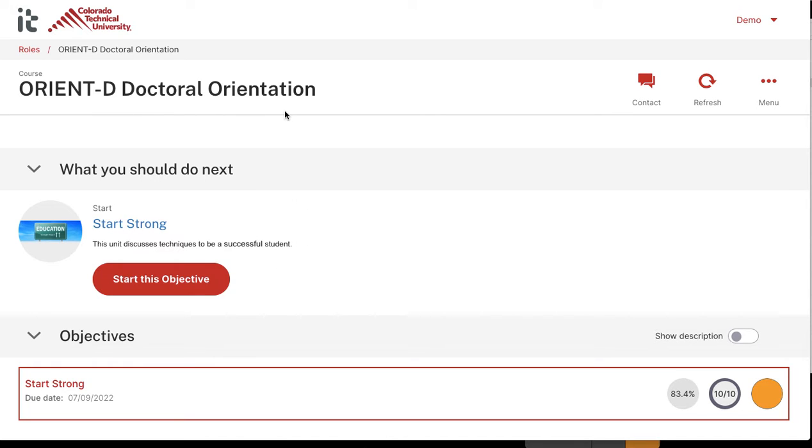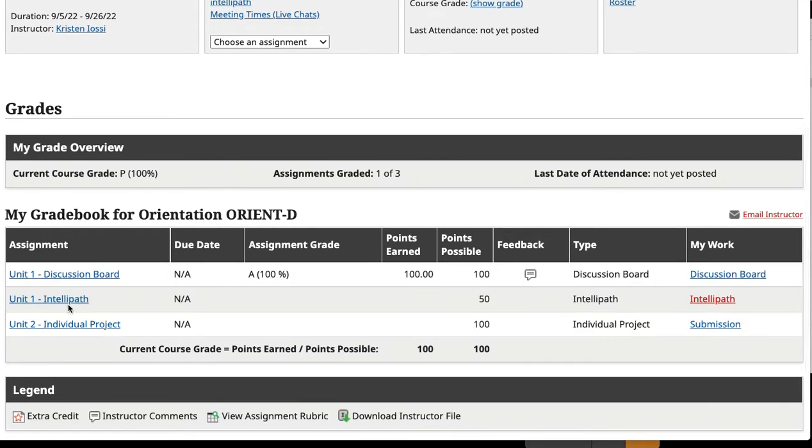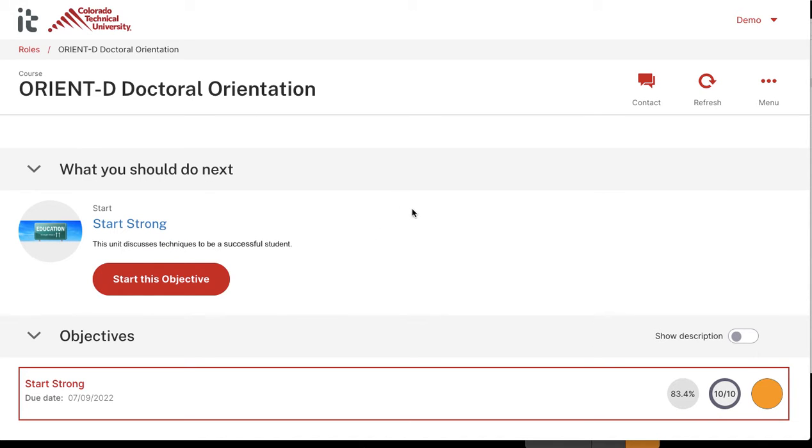So for this doctoral student, that's the only one I had up right now, we are looking at 50 points for IntelliPath. If we go over here, we can see that we logged in for this student and that their discussion was 100 points. Their IntelliPath is 50 possible points. So we clicked on IntelliPath and that gave us a new window. So when we look at this, we see that the student completed it and got a yellow, and they got 83.4%. But what's that going to look like?